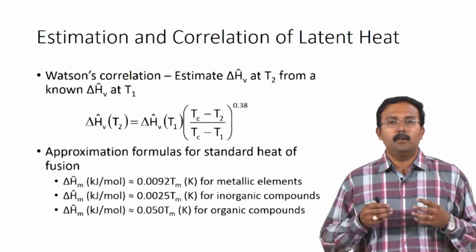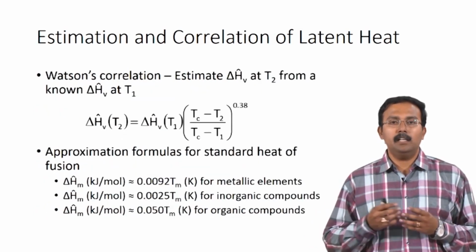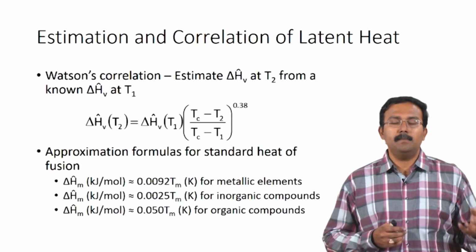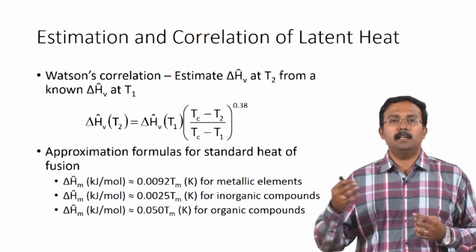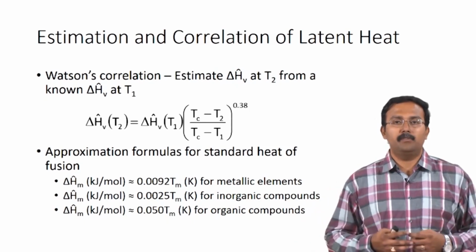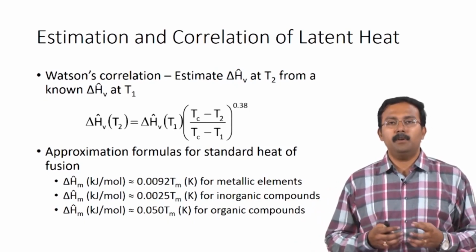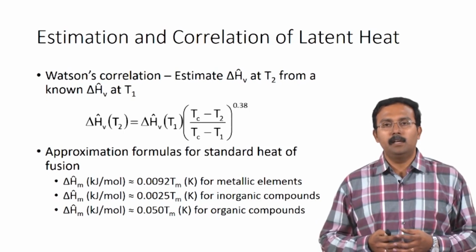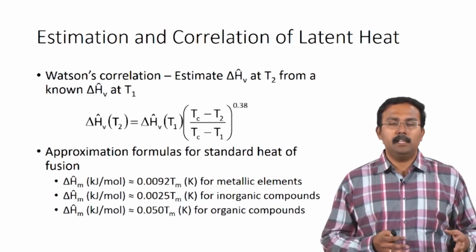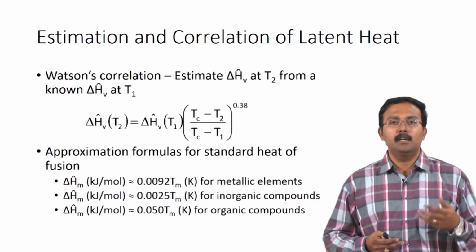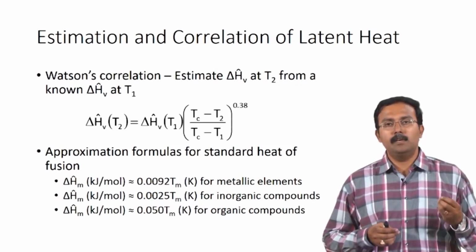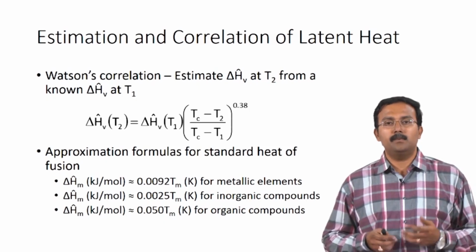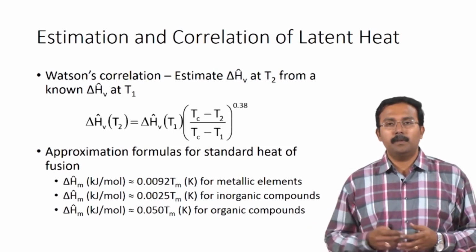Watson's correlation is another correlation that is used for estimating the heat of vaporization at a temperature different from the temperature for which you already have the heat of vaporization. If you have the heat of vaporization at temperature T1, you can calculate the heat of vaporization at a different temperature using Watson's correlation which is given here. Again you would need to know the critical temperature for the component involved.